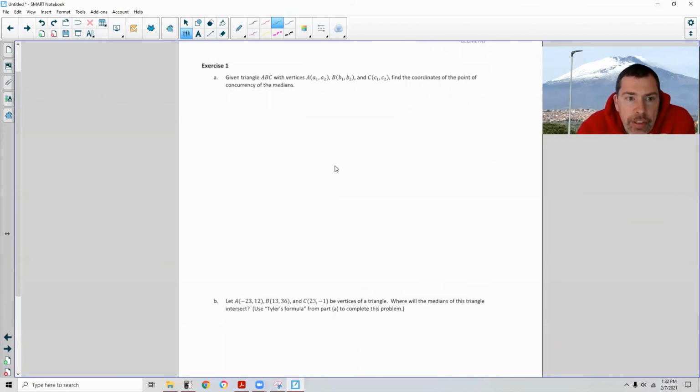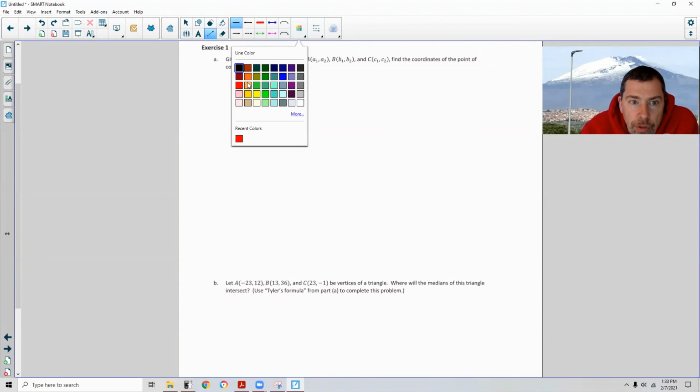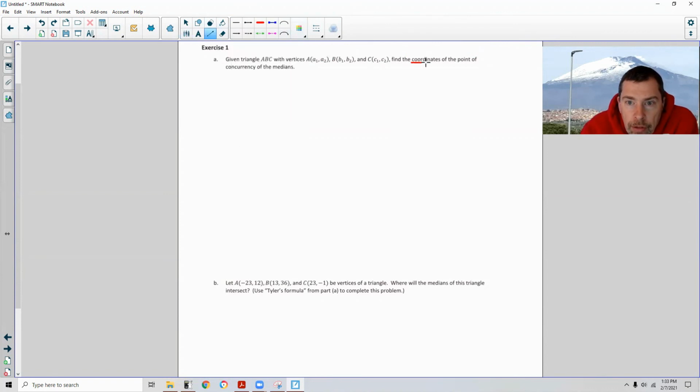Okay, page 2 brings us to exercise 1, and it says, given triangle ABC with the vertices A, B, and C being A sub 1, 2, B sub 1 and 2, C sub 1 and 2, find the coordinates of the point of concurrency of the medians. So we're looking for the coordinates of the point of concurrency of the medians.